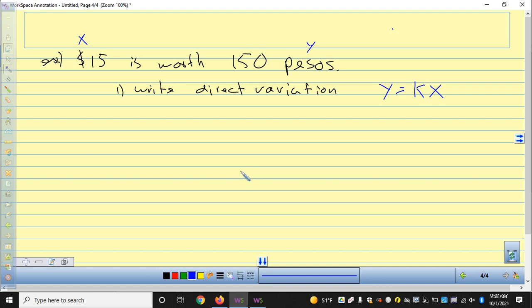So I'm going to say that 150 equals k times 15. I'm just plugging this x and this y into my direct variation equation. Well, how do we solve for k here? Divide by 15. And I get k equals 150 divided by 15 is 10. So my direct variation equation is y equals 10x. To get pesos, we multiply dollars by 10.